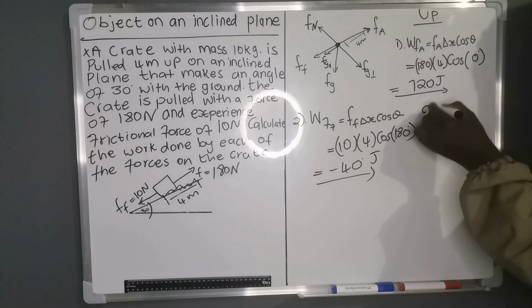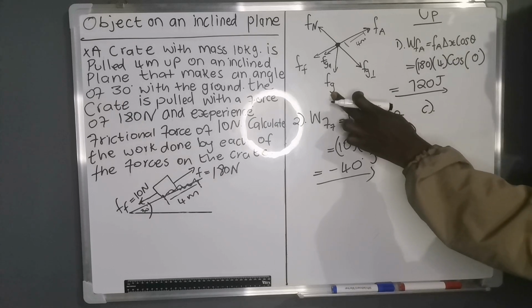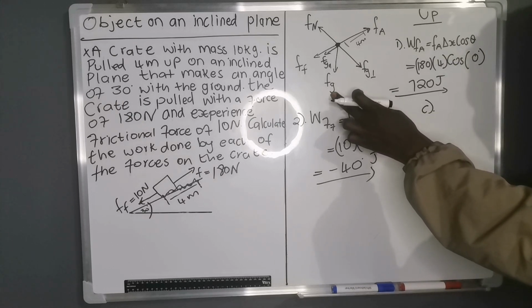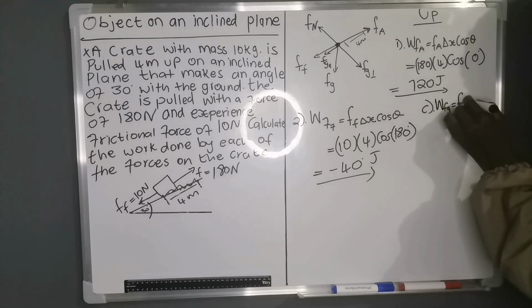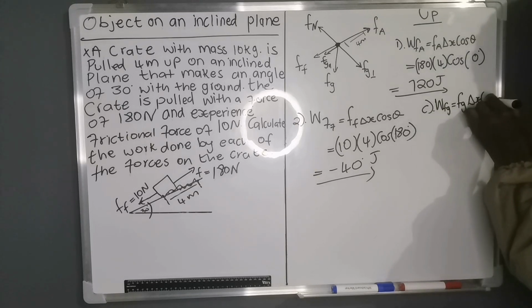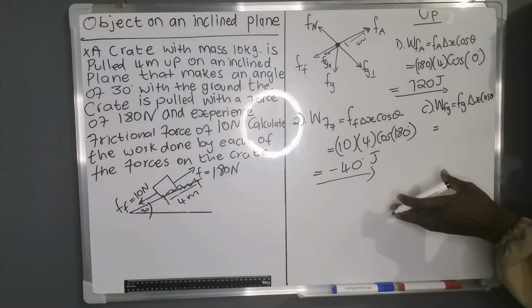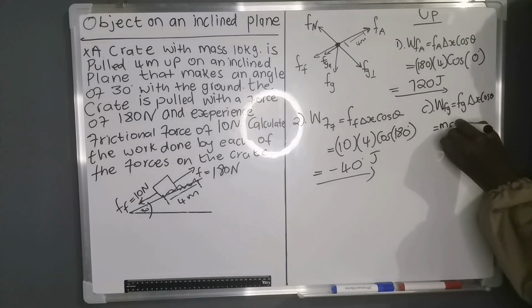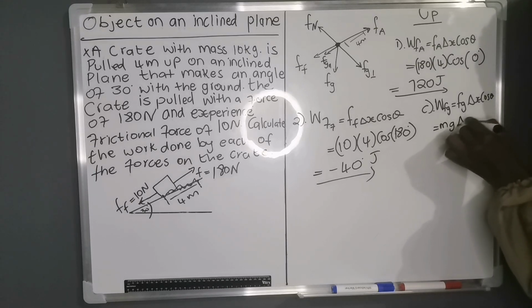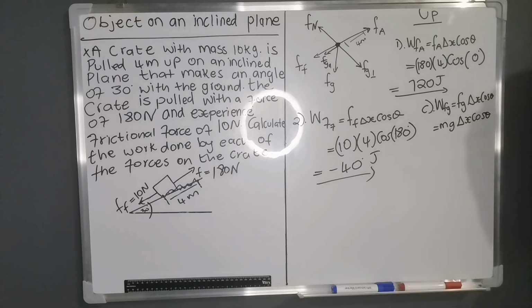Number 3, we want to find the work done by FG, the gravitational force. Work done by FG is equal to FG times change in x times cos theta. Then FG is, again, the gravitational force, mg, mass times gravity, times change in x times cos theta. So you need to write it in that order here, guys.